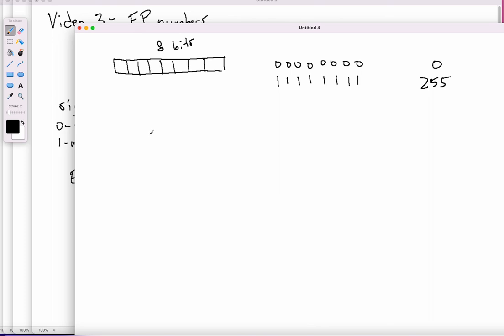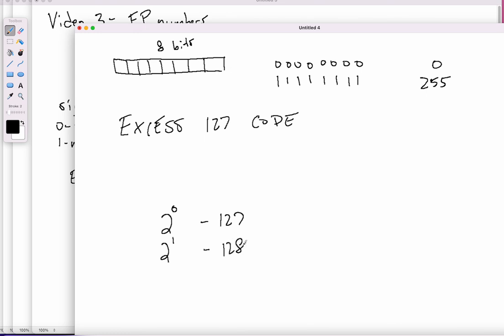And the trick that they use is they use something really weird. I'm telling you the name, but you don't have to remember it. It's called XS 127 code. Basically, if you want to store an exponent of 0, you would put in 127. If you wanted to store an exponent of 1, you would put in 128. If you wanted to store an exponent of 2, you would put in 129.